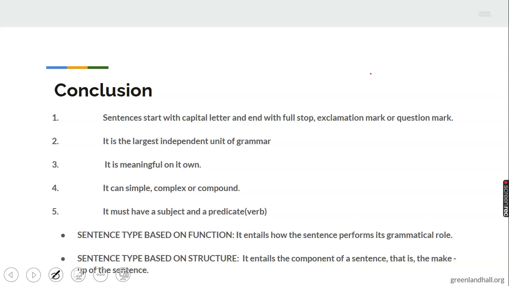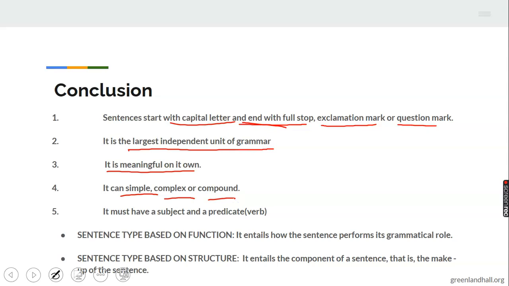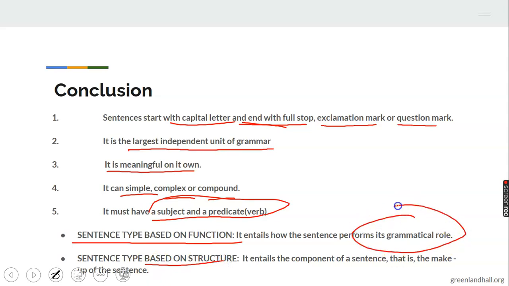Then in conclusion, like I said, sentences start with a capital letter and end with a full stop, exclamation mark or question mark. I said it's the largest unit of grammar, and it's meaningful on its own. I said it can be simple, complex, compound, or compound complex. It must have a subject and predicate. And I've explained their types based on function and also based on structure. The function has to do with the grammatical role they play. The structure is their components, their makeup in the paragraph or in sentence form.